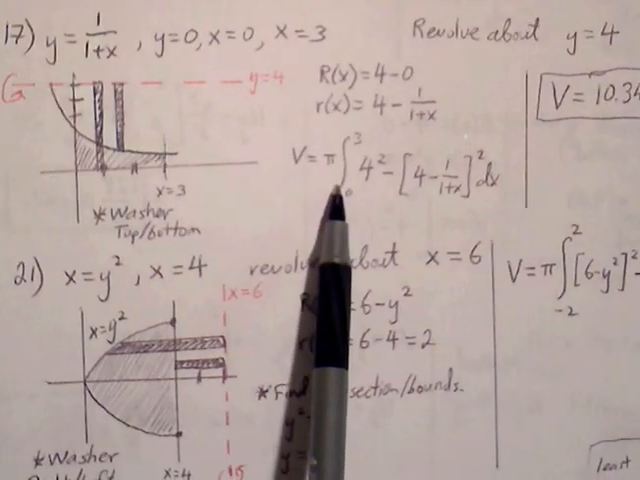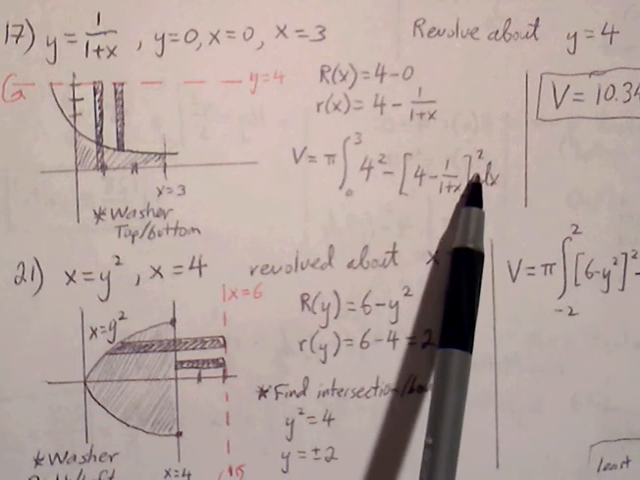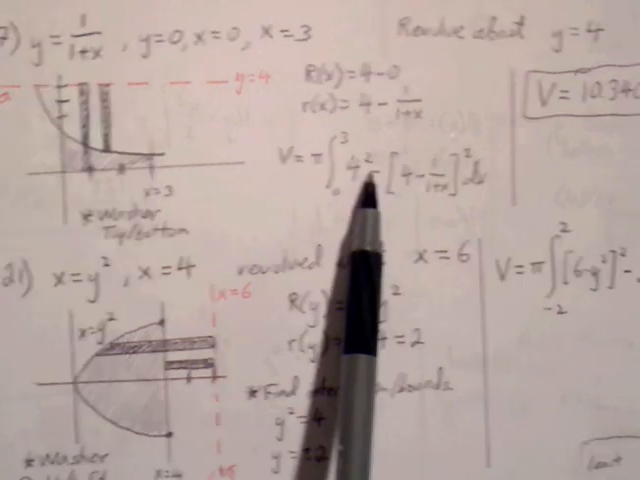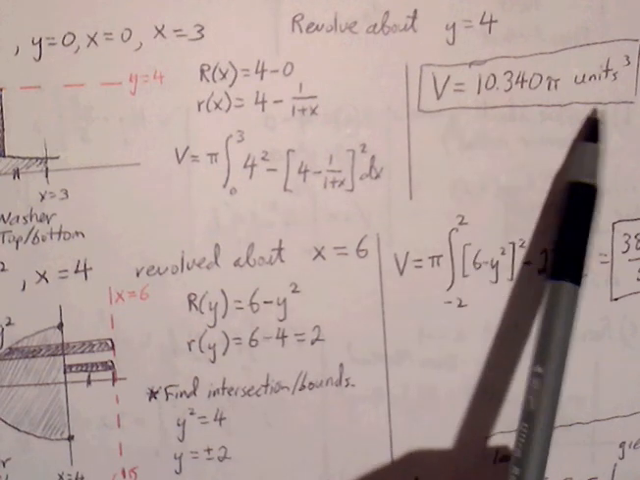So washer method is big R squared minus little r quantity squared. And all this can go in your calculator. You're going to get 10.340. Don't forget the pi, cubic units.